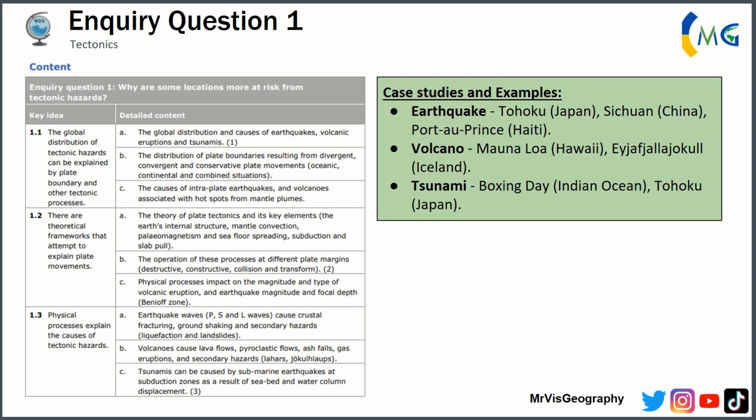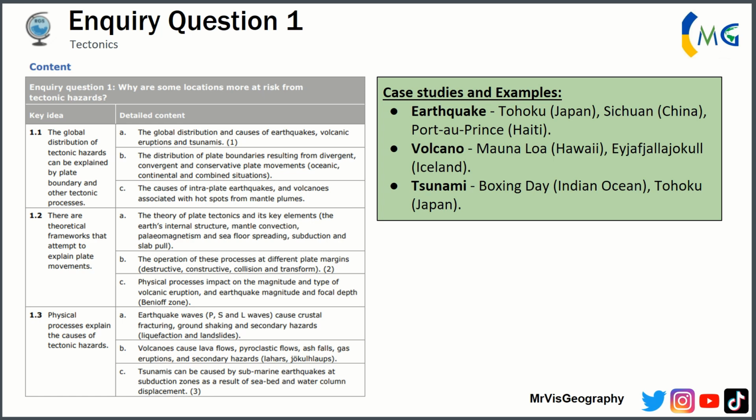Ultimately, the case studies you need to know, the case studies we do at Red and Green, are for the earthquakes. We look at Tohoku, which is in Japan, and that's a high-income country case study. We then look at Sichuan, which is a region in China, that is an NEE case study, and then we look at the earthquake that took place in Port-au-Prince in Haiti, which is a case study of a low-income country.